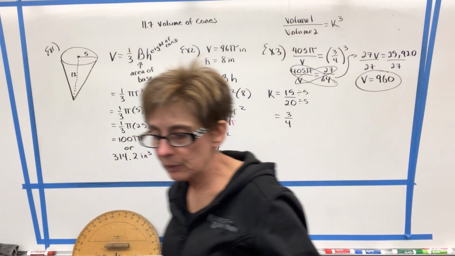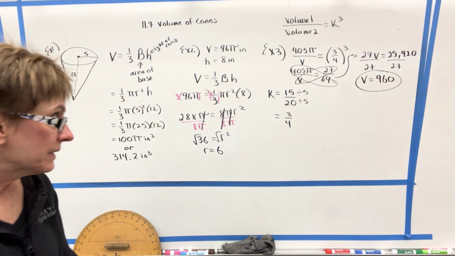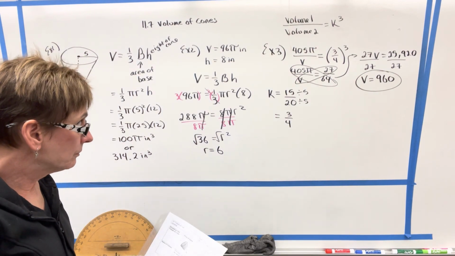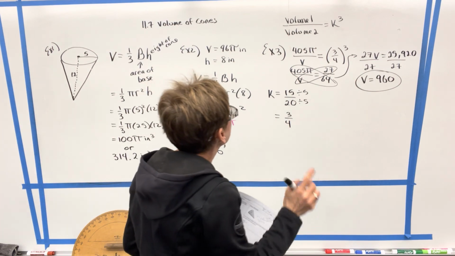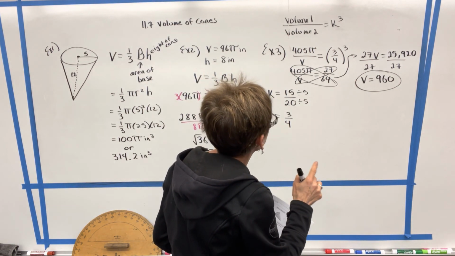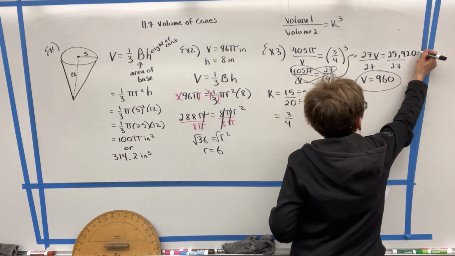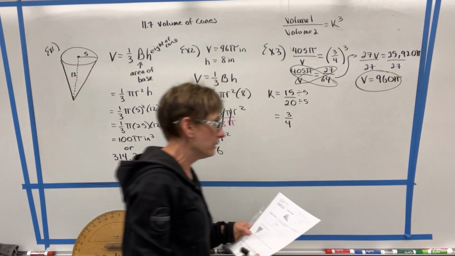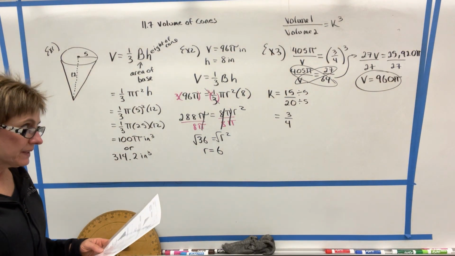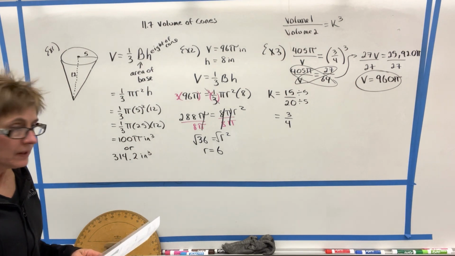So the volume of the second cone would be 960. And I need to look here because I think I left off a pi somewhere. There should be a pi right here, and then a pi in our answer as well. So it would be 960 pi.